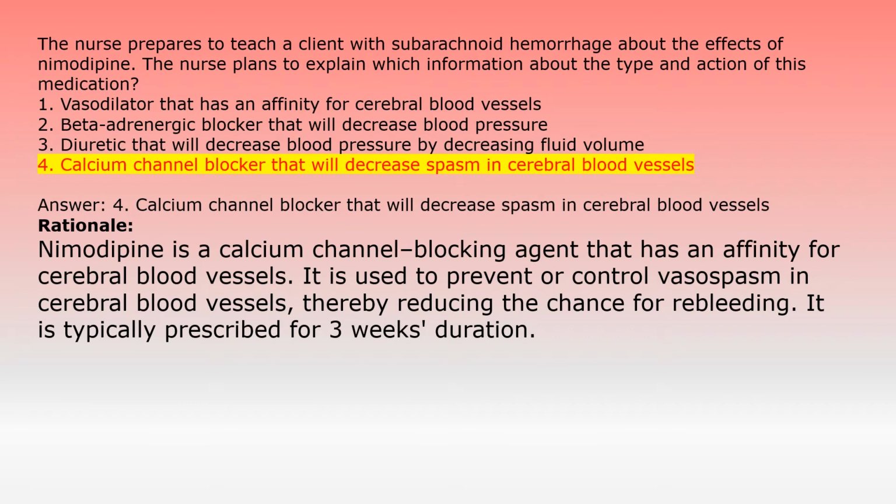Answer. 4. Calcium channel blocker that will decrease spasm in cerebral blood vessels. Rationale. Nimodipine is a calcium channel blocking agent that has an affinity for cerebral blood vessels. It is used to prevent or control vasospasm in cerebral blood vessels, thereby reducing the chance for rebleeding. It is typically prescribed for 3 weeks duration.